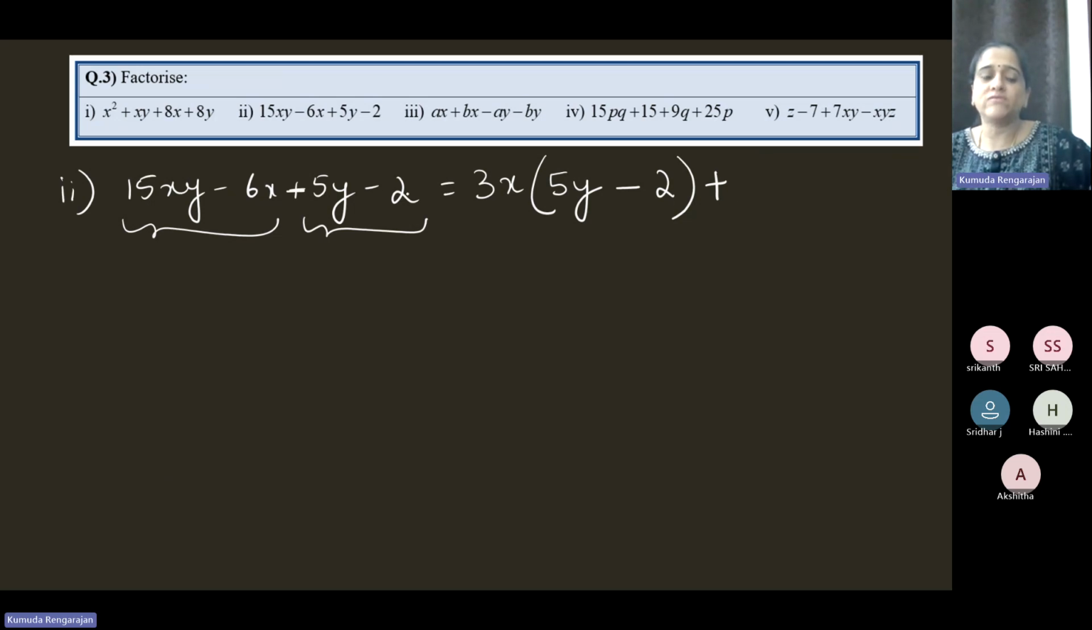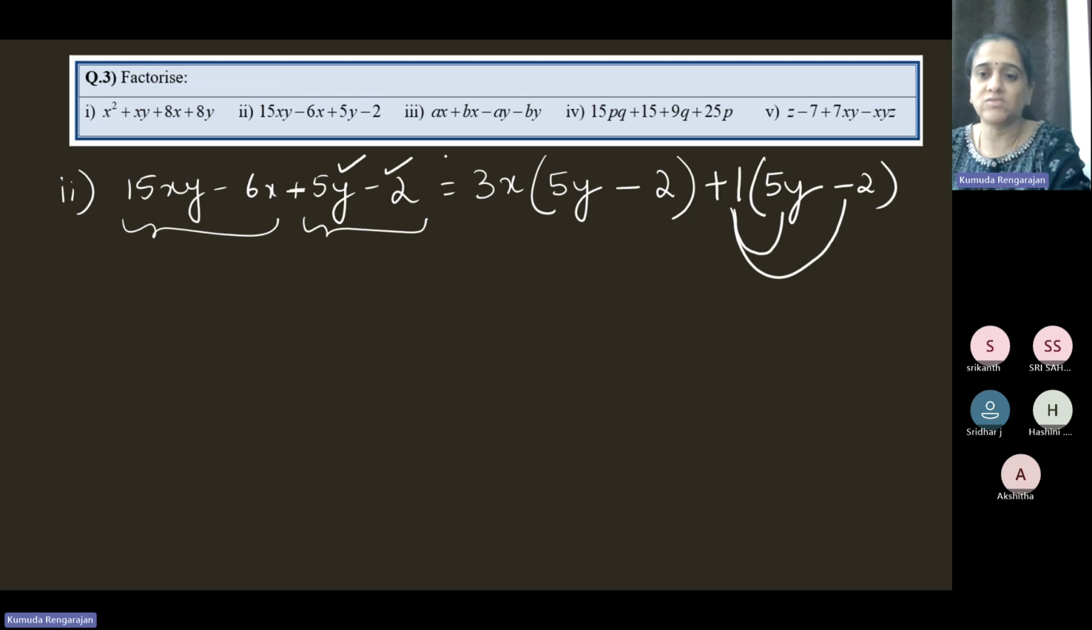What's common between 5y and 2? Nothing. Nothing meaning 1, not 0. What's the HCF of 5 and 2? 1. So 1, open bracket, 1 into 5y gives the third term, plus 5y. 1 into minus 2 gives the fourth term, minus 2. So grouping is correct because in both the brackets we have the same expression, 5y minus 2.